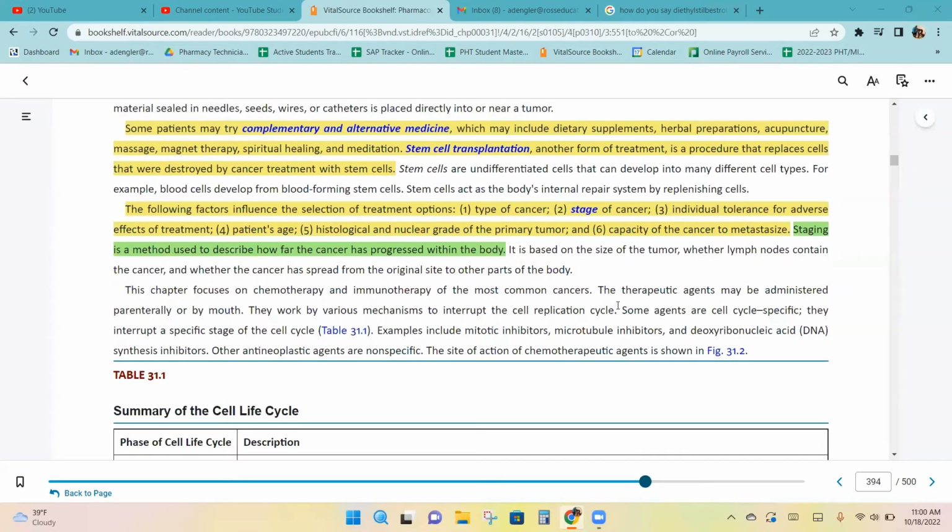The following factors influence the selection of treatment: the type of cancer, the stage of cancer, the individual tolerance for adverse effects of treatment, the patient's age, histological and nuclear grade of the primary tumor, and the capacity of the cancer to metastasize. Staging is a method used to describe how far the cancer has progressed within the body. It is based on the size of the tumor, whether lymph nodes contain the cancer, and whether the cancer has spread from its original site to other parts of the body.